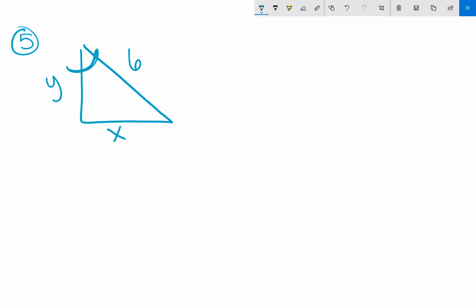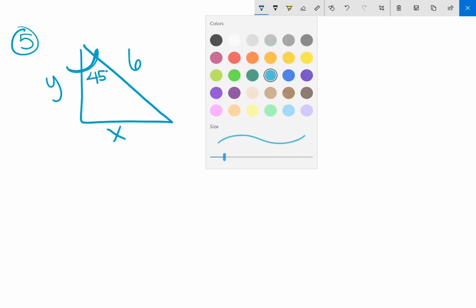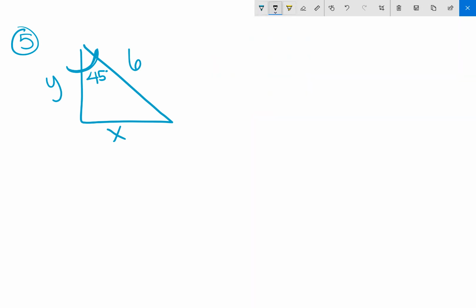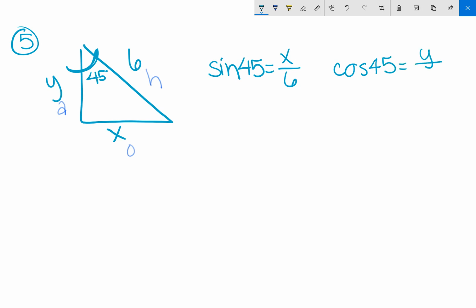And they give us this angle up here is a 45. So if I had to find this, I should probably just make it so that I can just tap on this one. That would be the smart thing. But we have our hypotenuse, our opposite, and our adjacent. So if I wanted to find x, I would do sine of 45 equals opposite over hypotenuse. And then if I wanted to find y, I would just do cosine of 45 equals adjacent over hypotenuse.